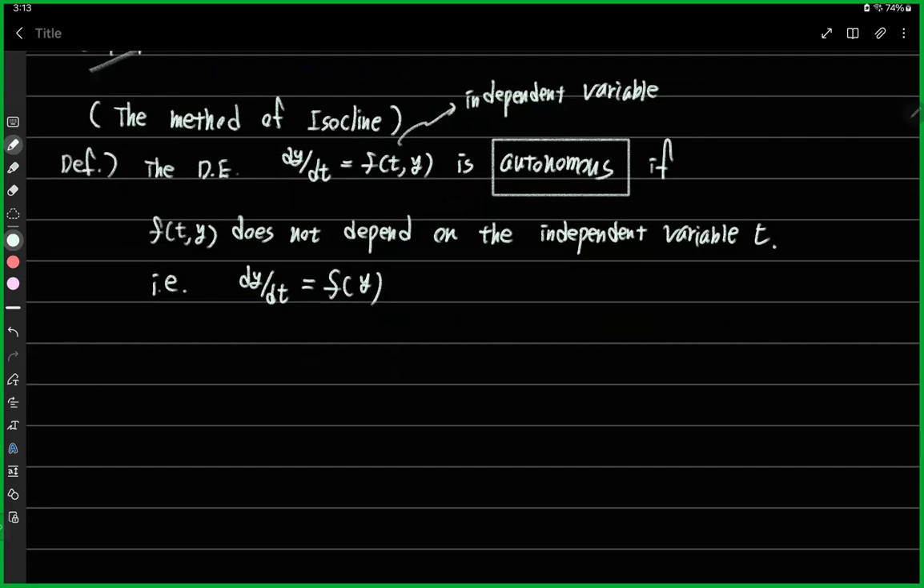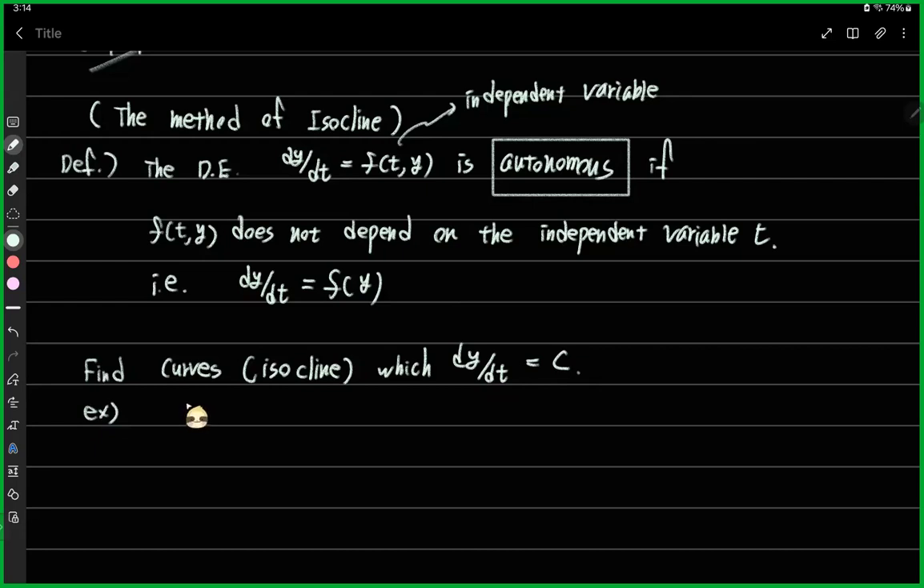We want to find out the dy/dt. The curve is called an isocline, where dy/dt is constant c, because c represents a constant, okay? So we find a curve called an isocline, on which dy/dt is constant. So here's an example.